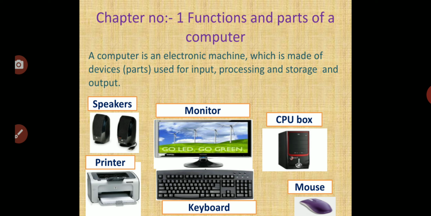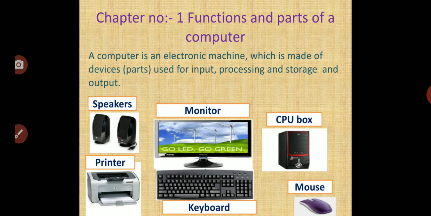First one, monitor. Monitor looks like a TV screen. It has a button to switch it on or switch it off like a TV. It shows whatever you write using the keyboard. You can see cartoons, films and movies on the monitor. Okay.